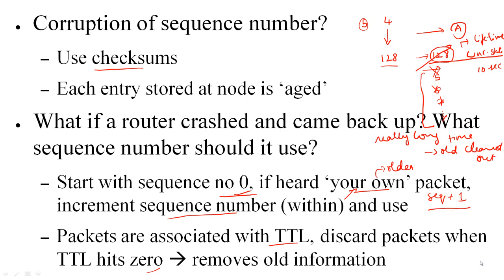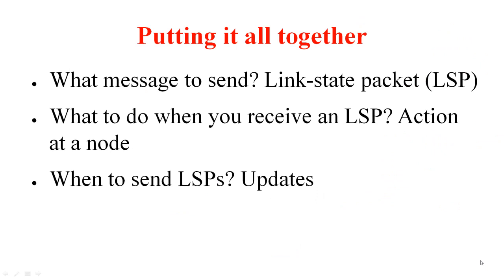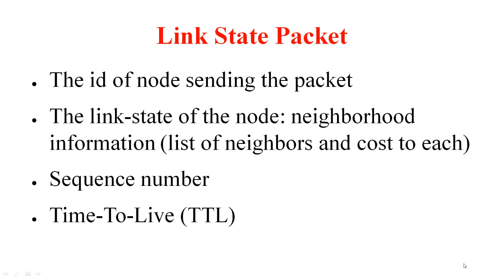So let's put it all together. This is again the protocol aspect. As we have seen before, for a protocol, you need to cover what message to send. We call this the link state packet. What information should it contain? What to do when you receive this link state packet? This is the action at a node. And when do you send these link state packets? These we call updates. So this is the information that is carried within a link state packet.